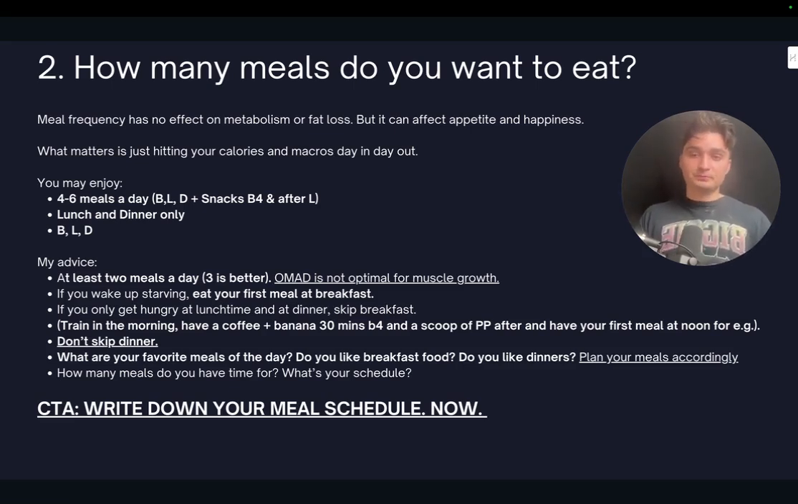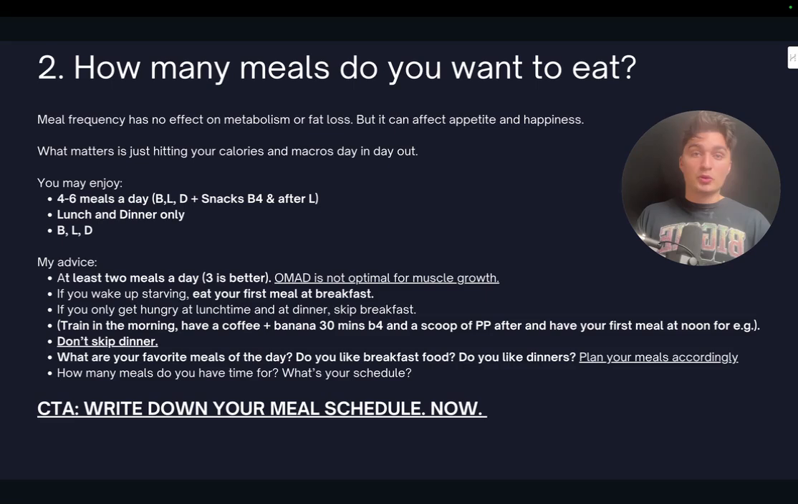3 is better. If you wake up starving, eat breakfast, okay? You shouldn't skip breakfast if you wake up starving, right? If you only get hungry at lunchtime and dinner, then just wait till lunchtime, okay? And have a big lunch and a big dinner and skip breakfast. If this applies to you and you're not hungry in the morning, then go to the gym in the morning. Have a coffee, a banana maybe, a light snack, 30 minutes before you go to the gym, and then a scoop of protein powder with water after the gym, and then wait until noon to have your first big lunch, right? For example. But my advice also would be, no matter when you're hungry, do not skip dinner, okay?